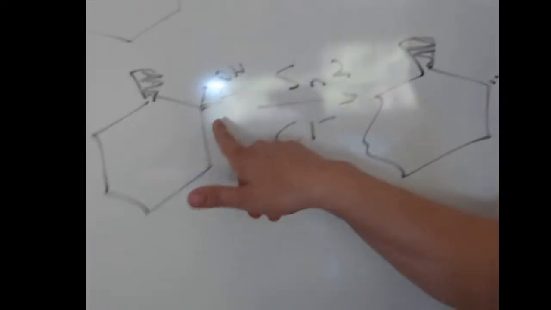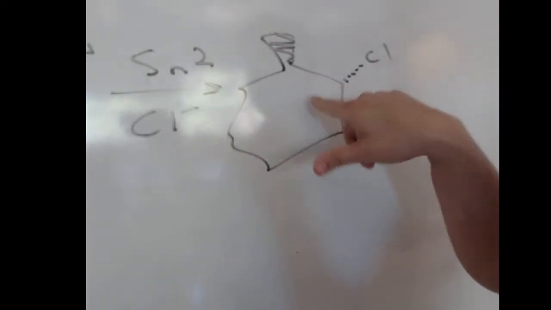Oh, this laptop's being stubborn. So that's your SN2 pathway there: you're subbing out the hydroxide for the chloride to give you the trans complex. So that's SN2. What about SN1?